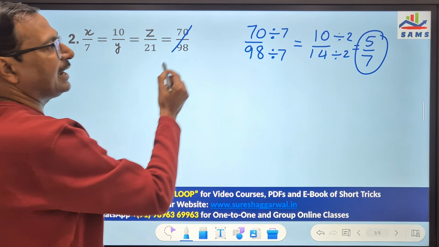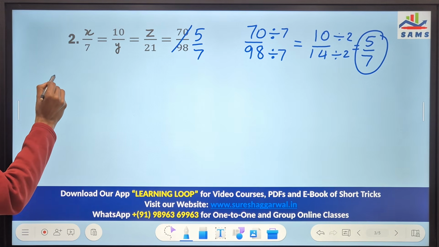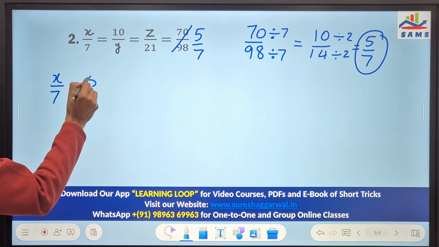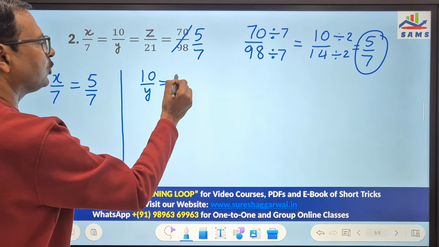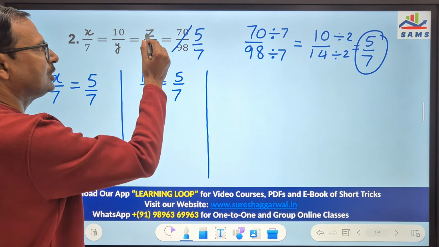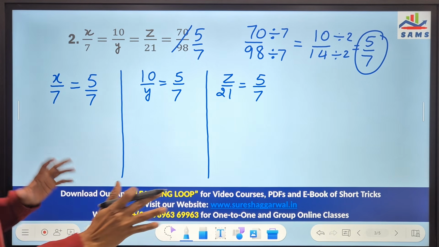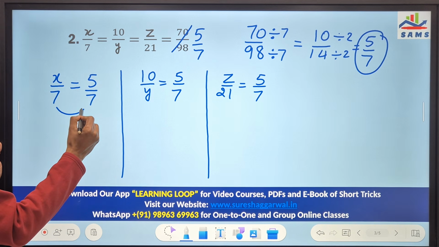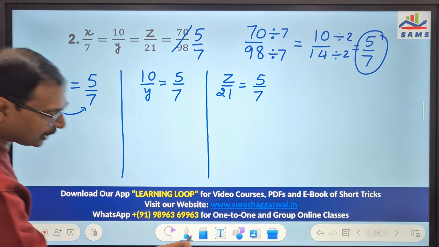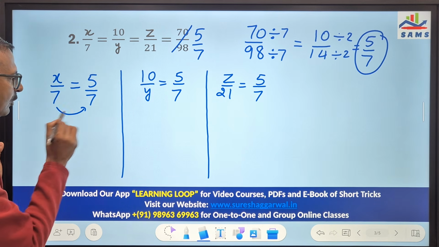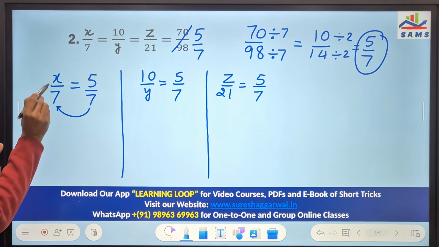In place of this, I will write 5 upon 7 and then start doing the first ratio: x upon 7 equated to 5 upon 7. Then the second ratio: 10 upon y equated to 5 upon 7. Third ratio: z upon 21 equated to 5 upon 7. And I'll get my answers now. 7 becomes 7 like this because here we have x, right? So you need to put the arrow the other way around. So let's remove this. We don't want this, and we require an arrow like this because the variable is here.